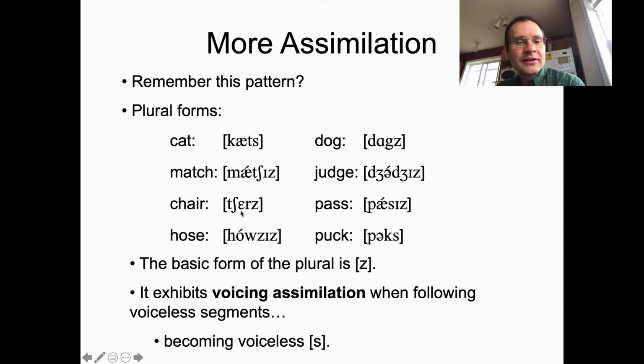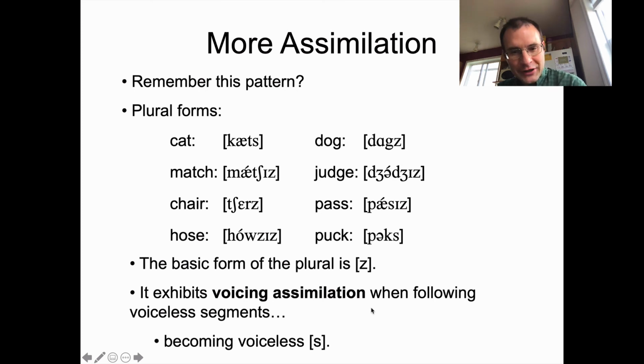So if you add it to a root which ends in a voiceless sound, like cat or puck, both of these are ending in a voiceless stop, then what we add instead of the Z form of this, instead of the voiced alveolar fricative, we add the voiceless alveolar fricative S, right? So T is voiceless, S is voiceless. G is voiced, Z is voiced, so on and so forth. So they're matching in terms of their voicing quality. That's a form of voicing assimilation.